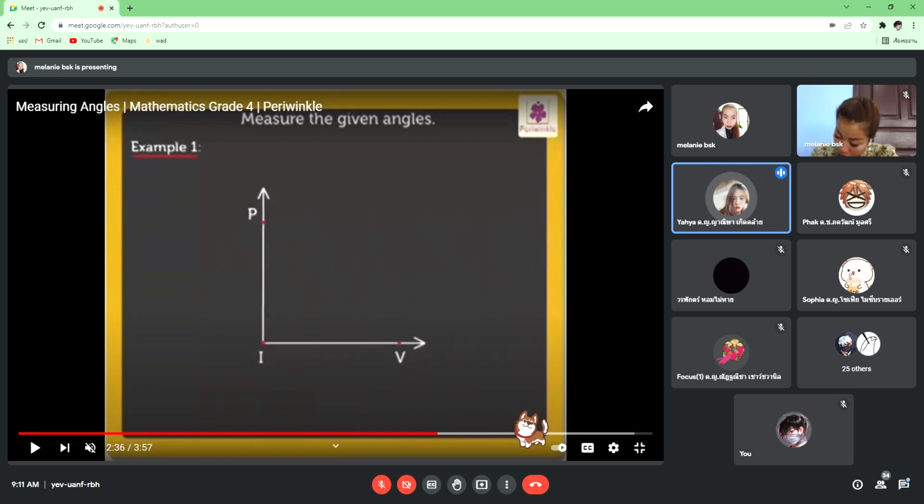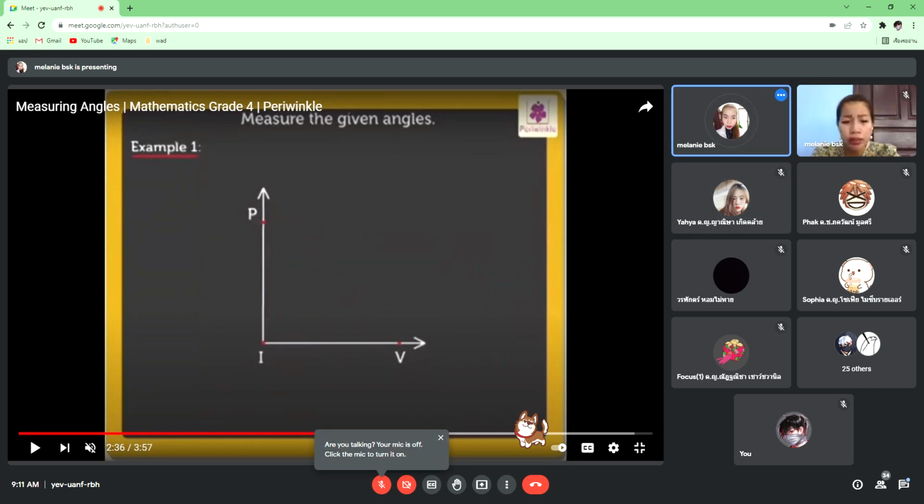IP and IV. Okay. Angle, what is it? IP and IV. No. What is the name of this angle if you're going to name this one? I am not asking for the rays of the angle. I am asking if you're going to name this angle, so we have points of this angle. We have point P, point I, point B.